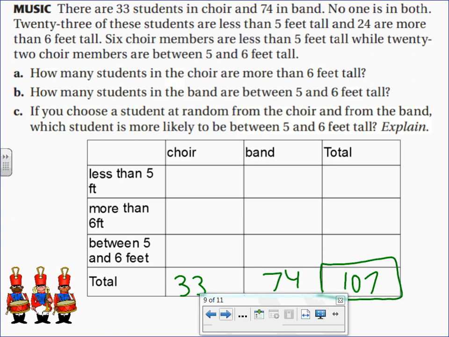23 of these students are less than 5 feet tall. So you're thinking that one goes right here? Okay. 24 are more than 6 feet tall. This should be my 24. 6 choir members are less than 5 feet tall. I think that goes there.